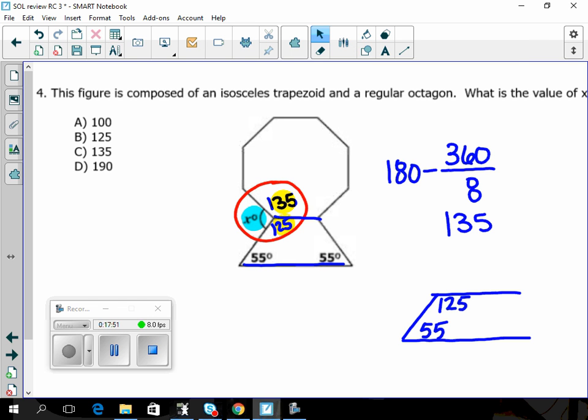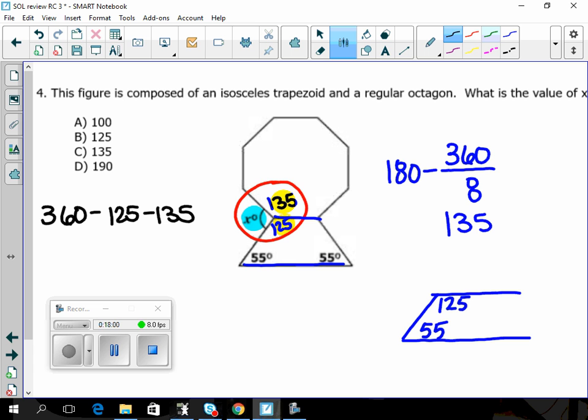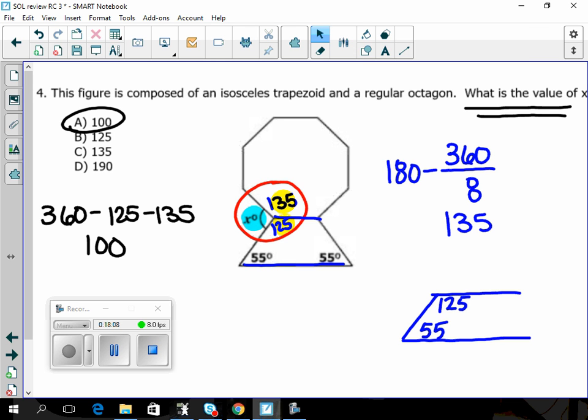So to find x, I'm simply going to take 360, again, all the angles in the circle, and subtract the two that I already know. And when you do that, you should get 100. So that's what x is. What is the value of x?